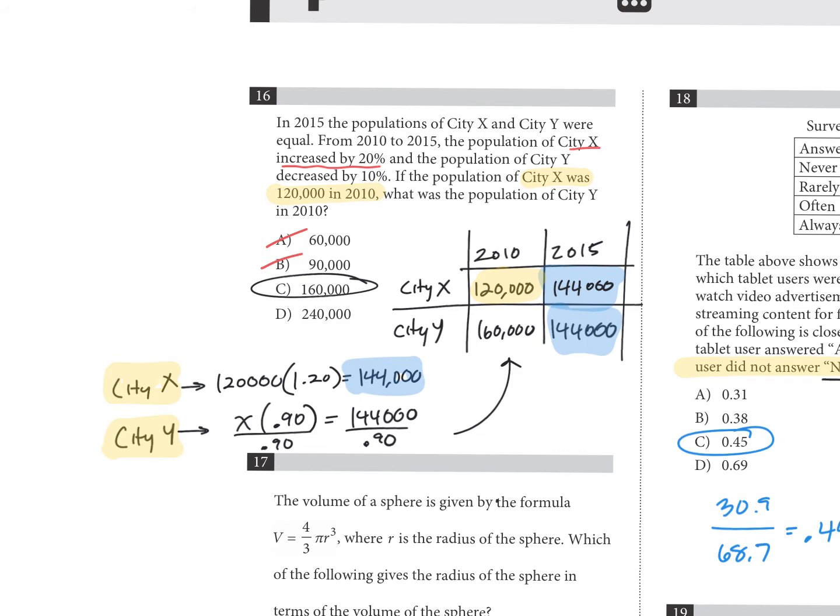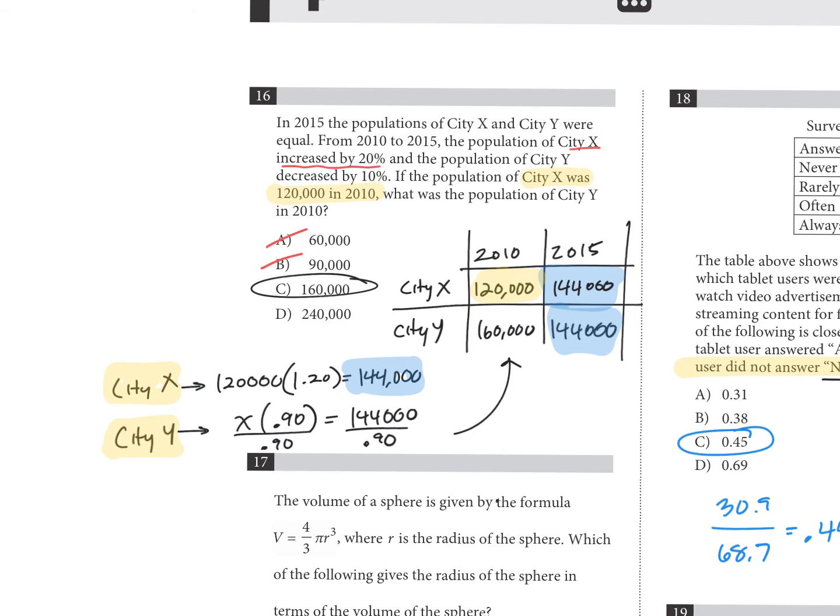A lot of the SAT questions are going to have that ability. I know City X and City Y are the same, and I know City Y went down, so City Y had to have more than 144,000 in 2010. So it's got to be either 160 or 240, and it only went down 10%. 240 is almost double. So you might almost be able to reason this out, but you got to sort it first, right? I think the biggest thing with this would be the sorting.